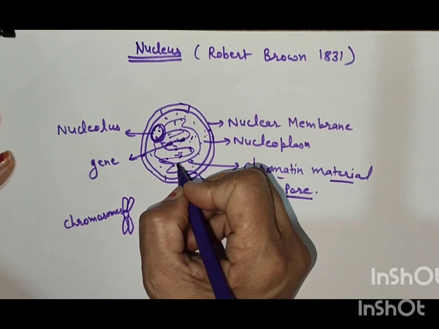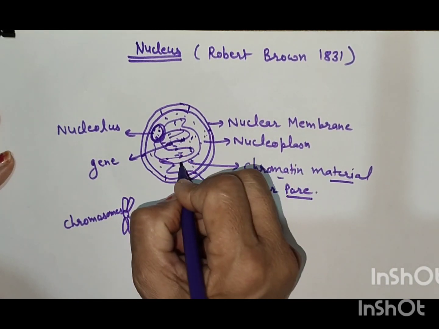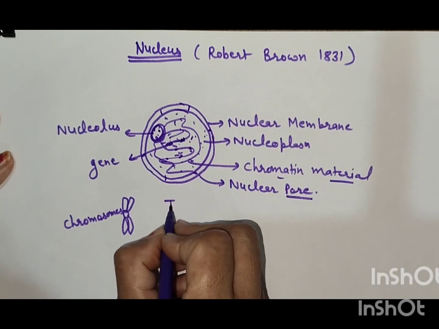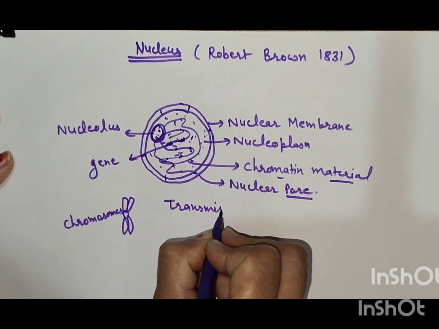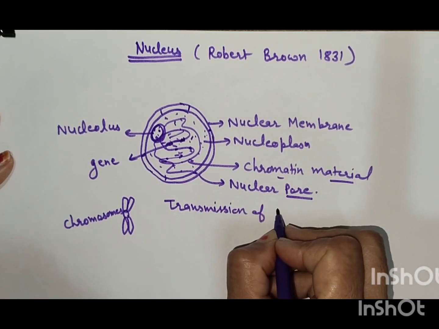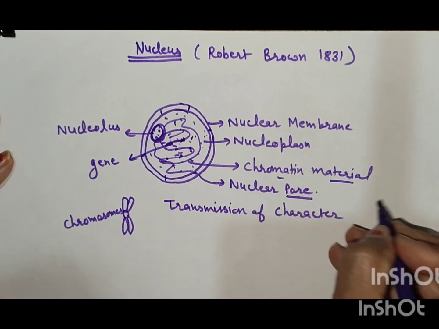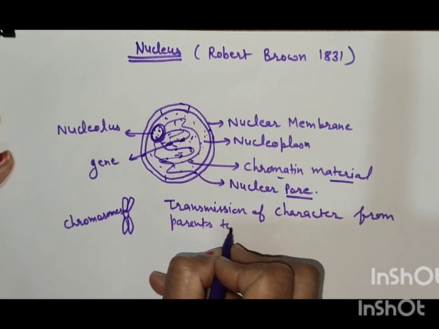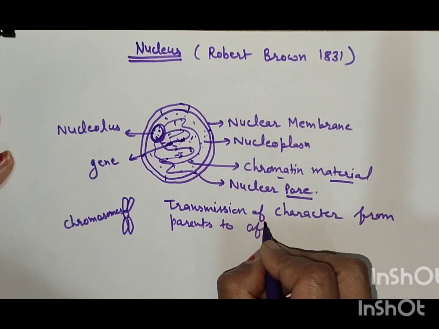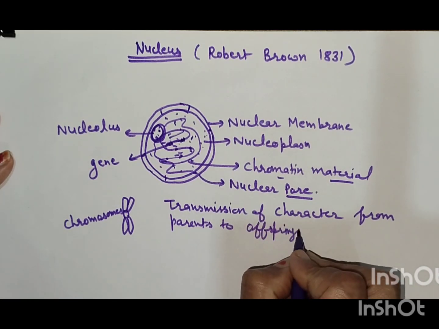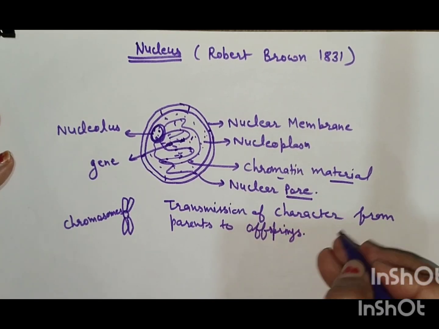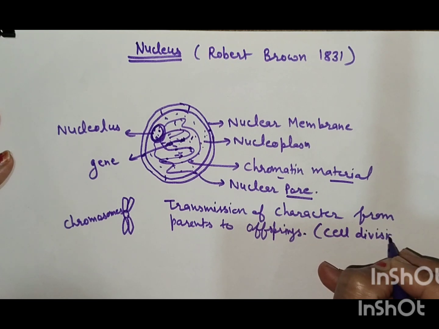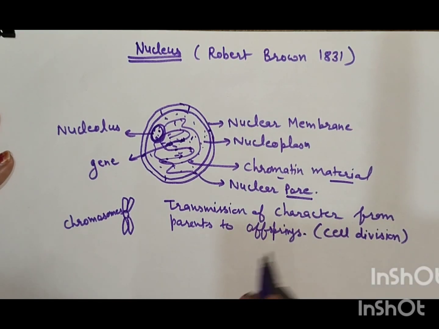The nucleus is responsible for the transmission of characters from parents to offspring. It regulates the cell cycle and helps in cell division.